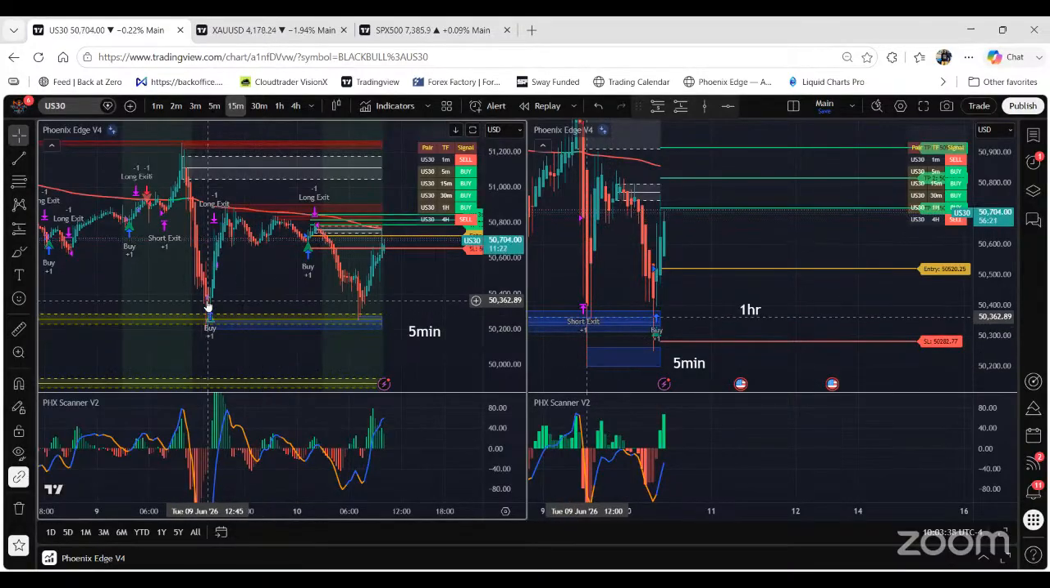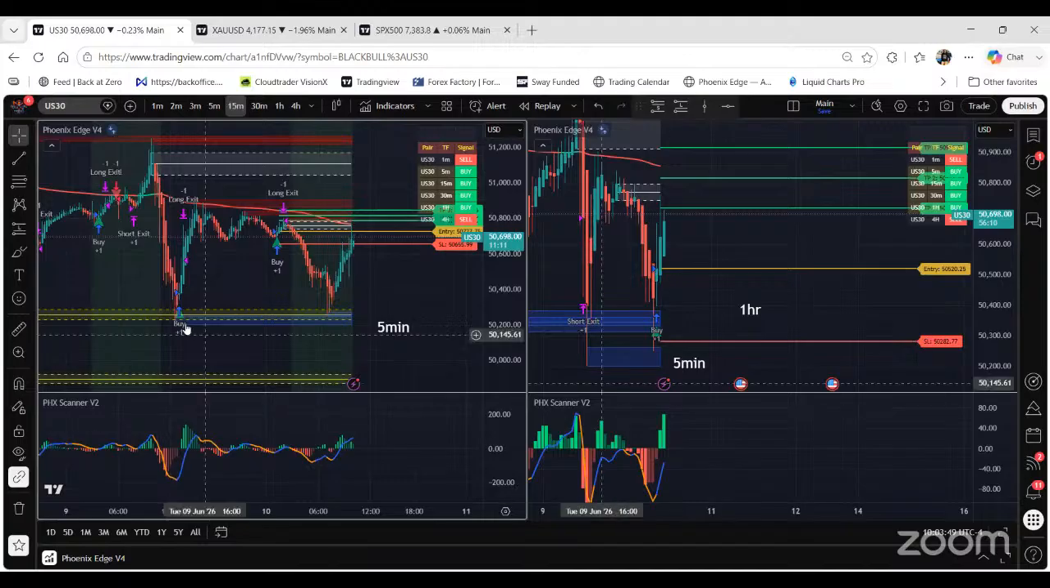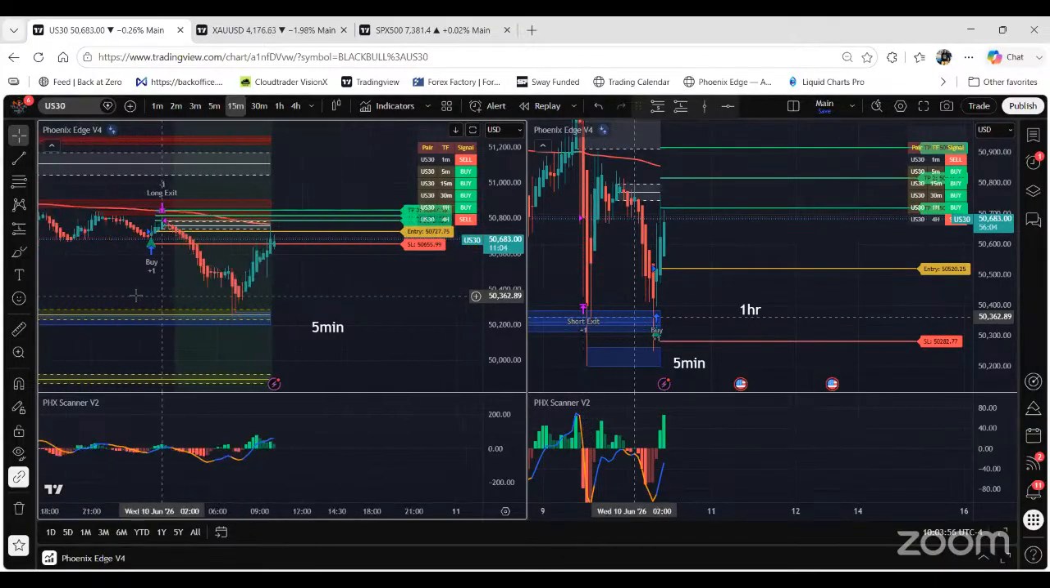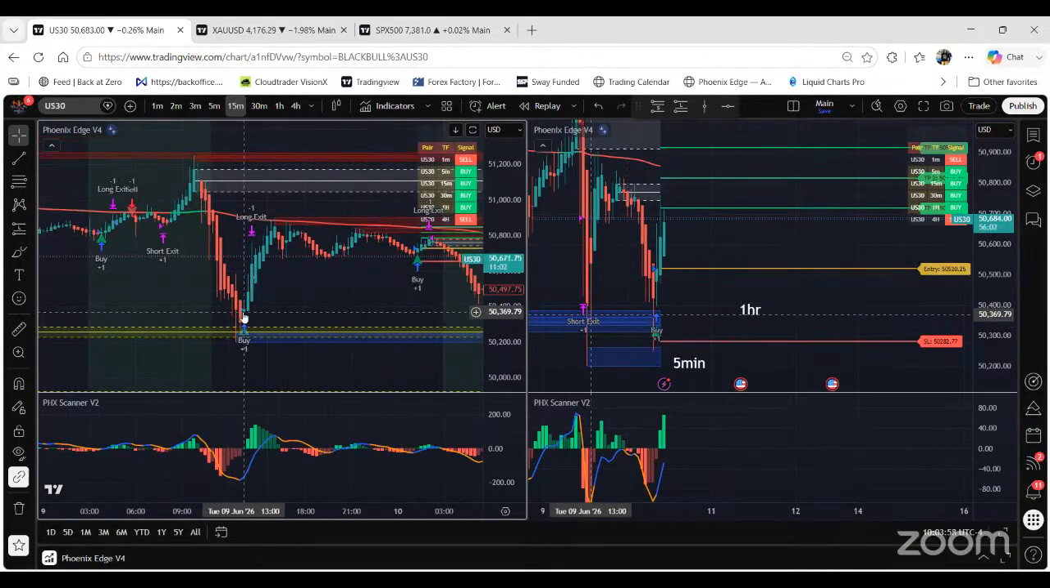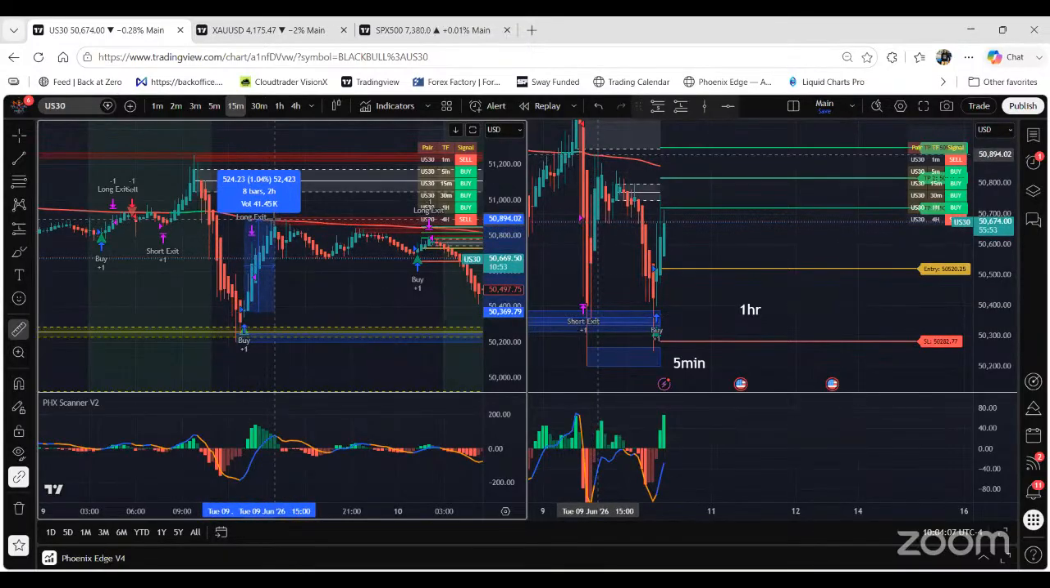Nice buy up yesterday. This was after New York. Well, it's still during New York, but around 12, clean buy all the way up. Came down, bounced off our zone, and it was the next candle. Let me zoom in. Yep, momentum matched. Clean trade on the 15-minute, no drawdown. Easy 524 pips.